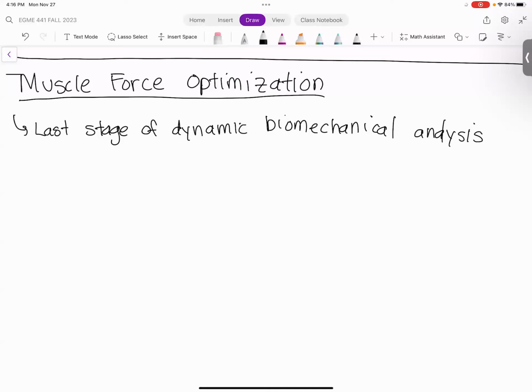Okay. And the goal with muscle force optimization is to take a dynamic scenario or a dynamic motion and compute the exact amount of force each muscle is exerting to accomplish that motion.